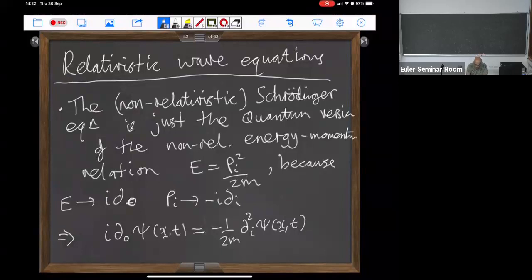Because if I take the differential operator representations for E and p, then E is just i times d by dt, or in our shorthand notation, partial d0. And the momentum is minus i partial i. So if we turn that into an operator equation acting on some function of x and t, we get the free Schrodinger equation.